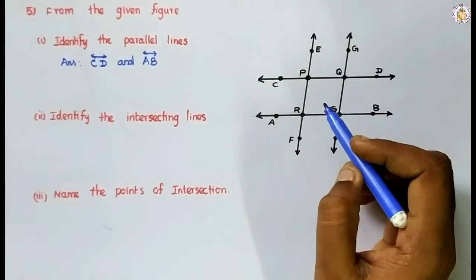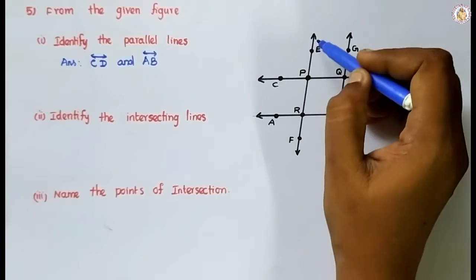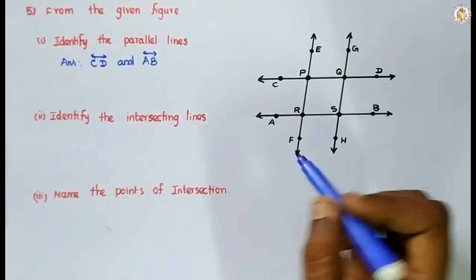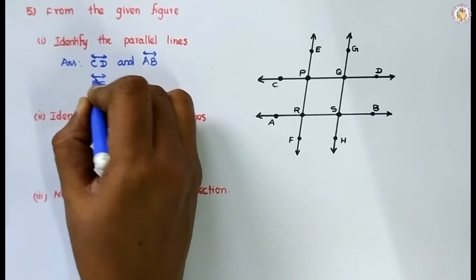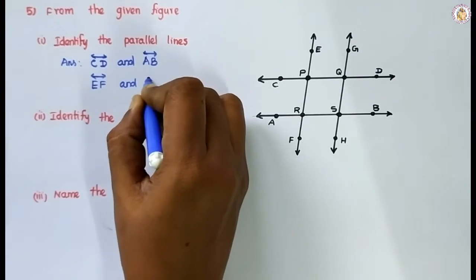Another parallel lines also here. Which one? EF and GH. So EF and GH.